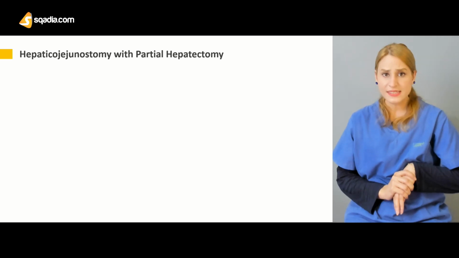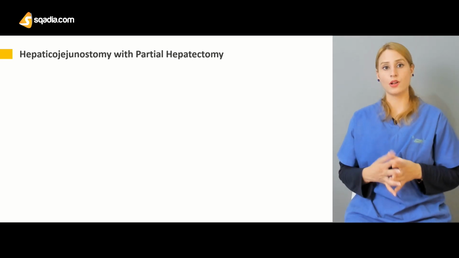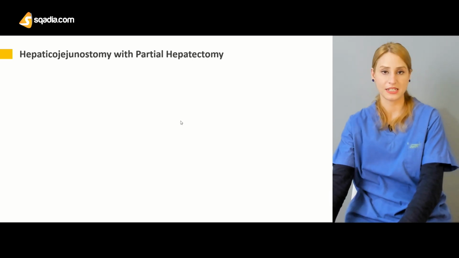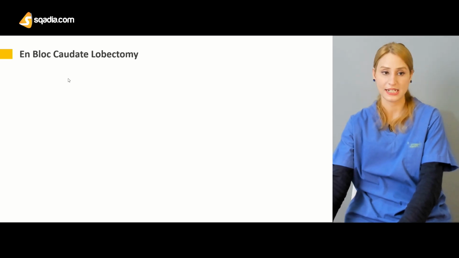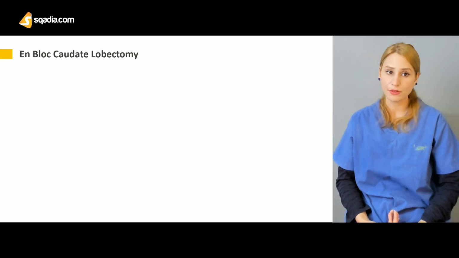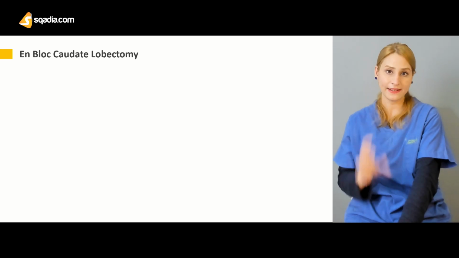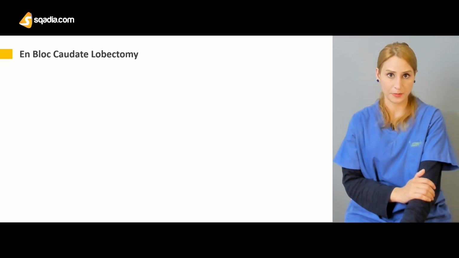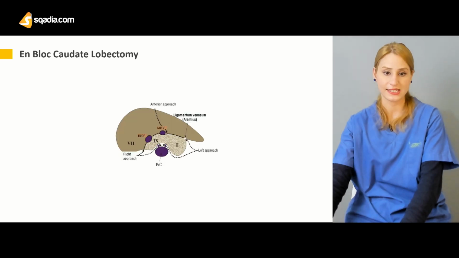Now, some tumors in which different lobes of the liver are involved, and it's not possible for you to spare, then you can go for the partial hepatectomy. You have to combine it with the hepaticojejunostomy and partial hepatectomy. And there's another surgical option, which is the en-bloc caudate lobectomy, which is less invasive as compared to the procedure performed like partial hepatectomy. So in lobectomy, you're just removing the segment or lobe of the liver, just like that.